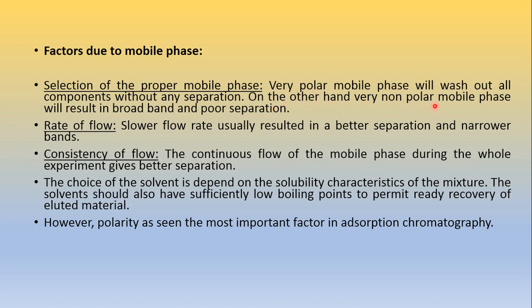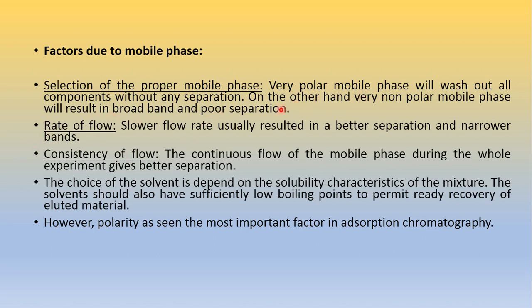On the other hand, a very non-polar mobile phase will result in broader bands and poor separation, because generally we use this technique for the separation of organic compound mixtures, which could be very polar or non-polar. If these are very polar and we use a very polar mobile phase, they will flow very fast inside the column and will not separate efficiently. Also if we use a non-polar one, we will not get good separation.